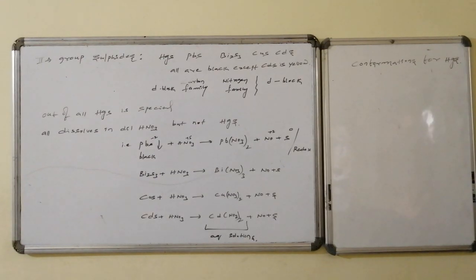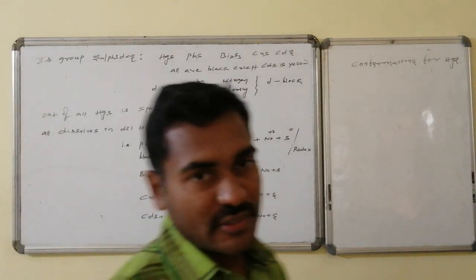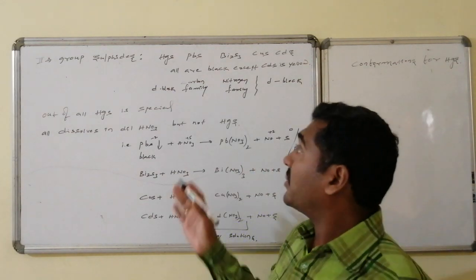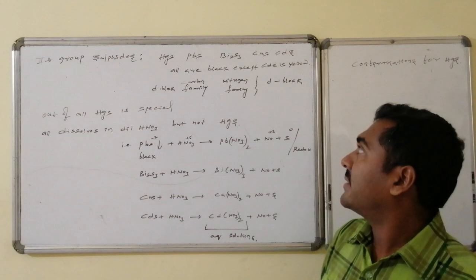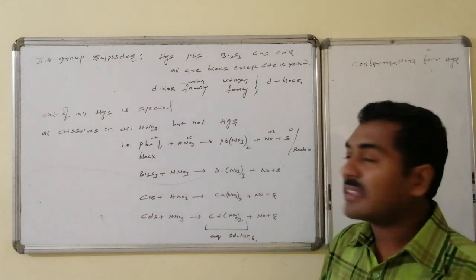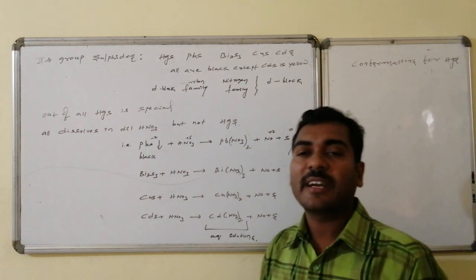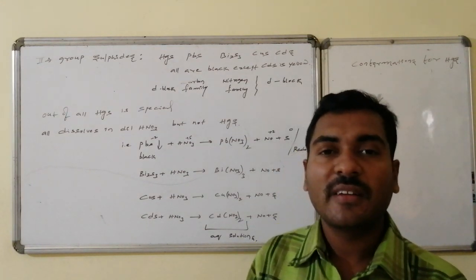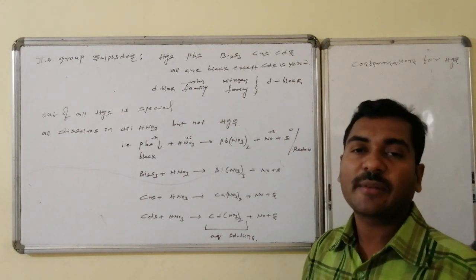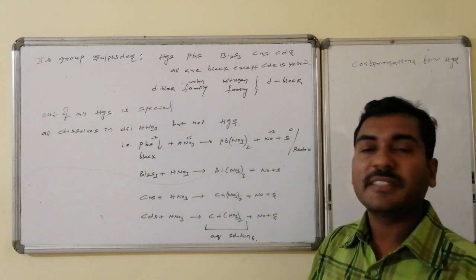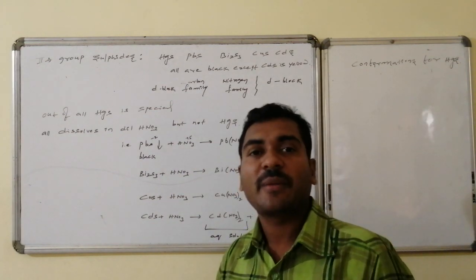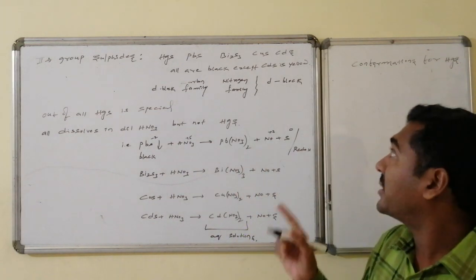The second A group cations are formed as precipitates of the sulfides, including mercuric sulfide, lead sulfide, bismuth sulfide, copper sulfide, and cadmium sulfide. All are black in color except cadmium sulfide, which is yellow. The lead sulfide belongs to the carbon family: carbon, silicon, germanium, tin, lead, and the bismuth sulfide belongs to the nitrogen family: nitrogen, phosphorus, arsenic, antimony, and bismuth.